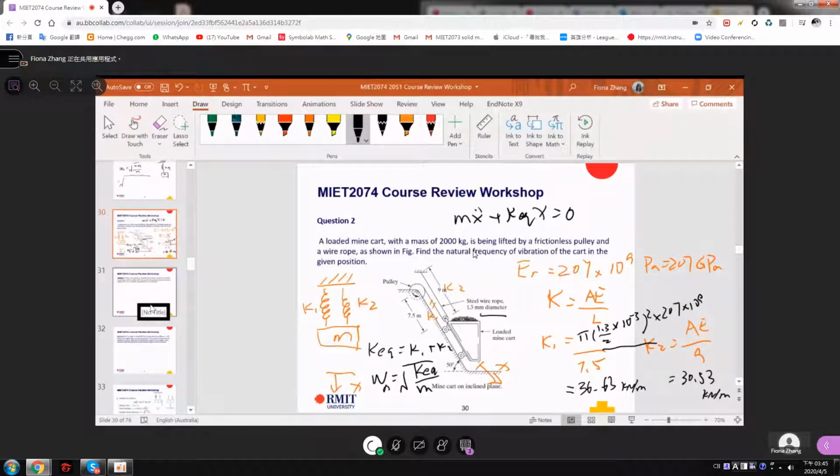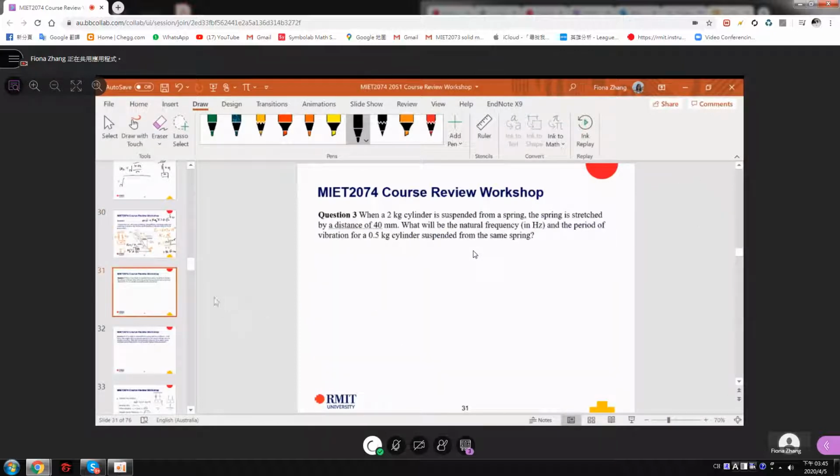So even if you consider the inclined plane, the delta st times K1 plus K2 is equal to W sine theta. Okay. So this will help you to remove that term. Right. So you will still get this very simple form, m x double dot plus K equivalent x equals 0. Okay. Do you want me to show you how you derive this form?